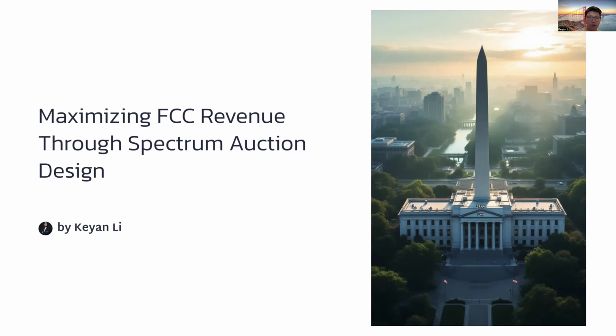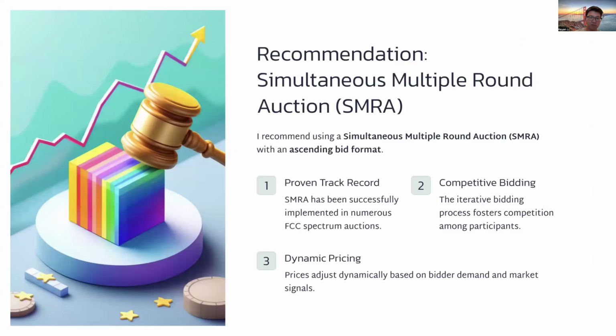Okay, here we go. We're going to talk about FCC revenue through spectrum auction design. How can we maximize it? TL;DR, my recommendation is using the SMRA, the simultaneous multiple round auction, with an ascending bid format. There's tons of good supporting evidence for my conclusion and suggestion, but I want to dive into it step by step.